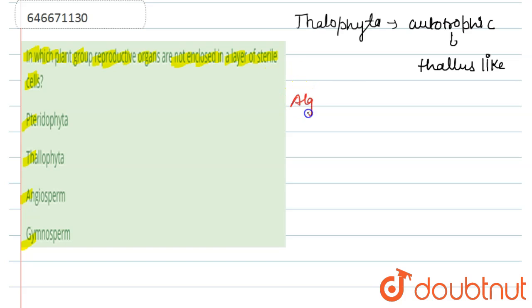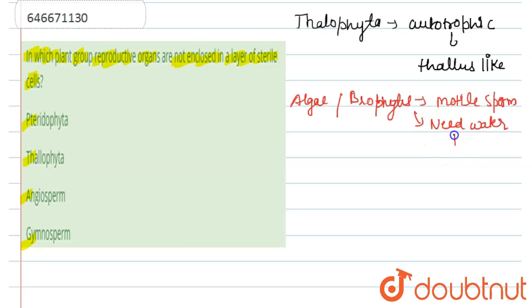Algae and bryophytes, both have motile sperms and need water for fertilization.